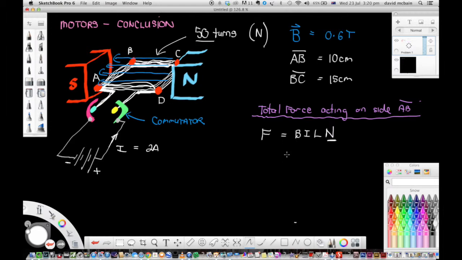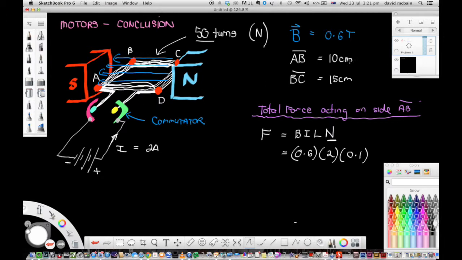So if we now plug in our values to work out the force on side AB, we're going to get F equals B, which is 0.6 Tesla, multiplied by the current through that part of the coil, which is 2 amps, or through each of those individual lengths, it's going to be 2 amps. The length of the coil is the length AB, assuming it's all in the magnetic field, and that is 10 centimeters, but we need to convert that to meters. And so that will need to be 0.1 meters.